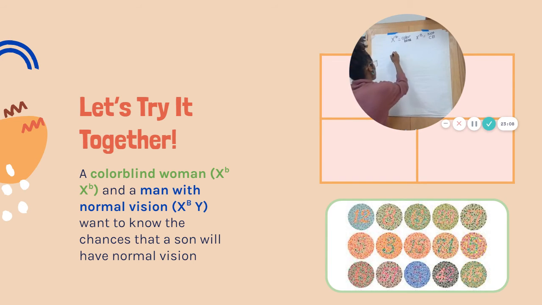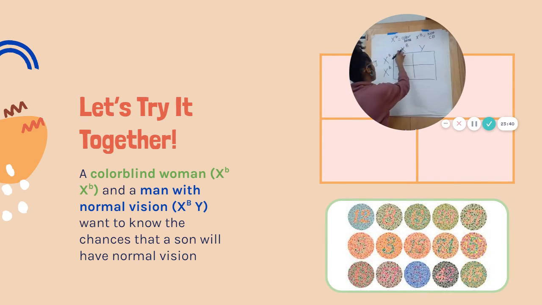Okay, and then we're going to do our Punnett square. So a colorblind woman, so she's X. What I always like to do is mom, dad, then assign whatever it says. Colorblind woman, so mom is colorblind, which means she must have both recessive. And a man with normal vision, which means that he has the dominant trait. We want to know the chances that a son will have normal vision.